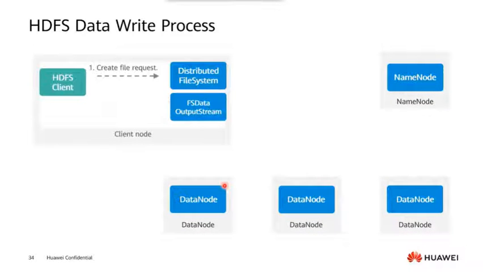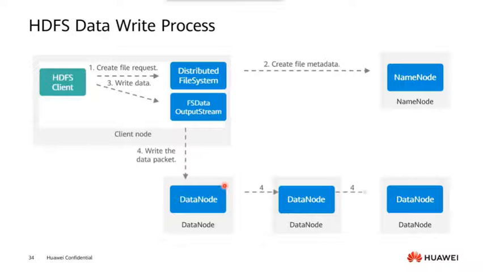First, the service application invokes the API provided by the HDFS client to request to write data. Second, the HDFS client contacts the name node, and the name node will create metadata for the writing request. Third, the service application invokes the write API to write the file.